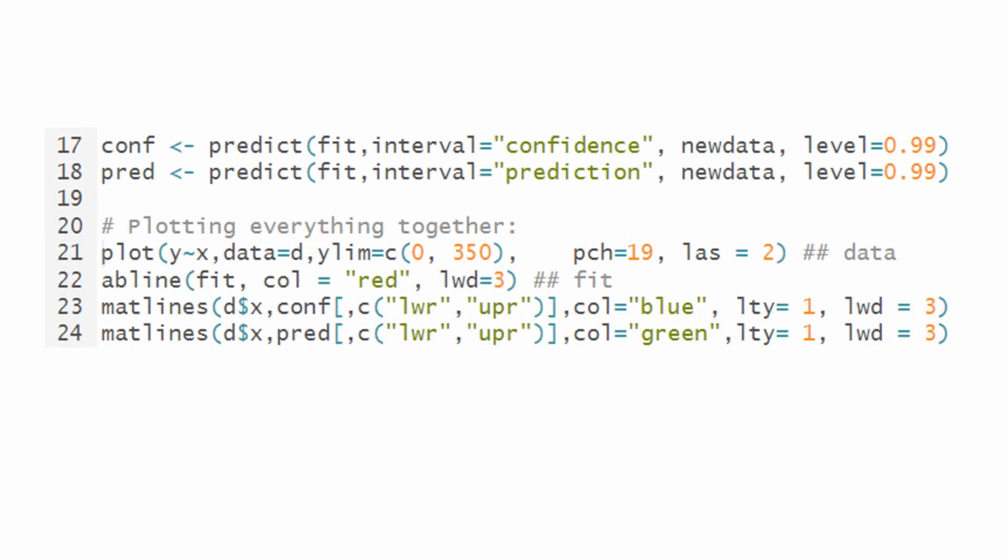Lines 21 to 24 plot everything on the same graph. The regression line based on the contents of the object named fit is shown in red, the confidence intervals are in blue, and the prediction intervals are in green.